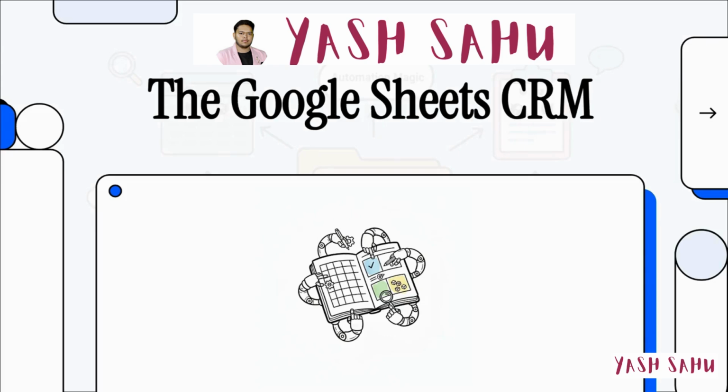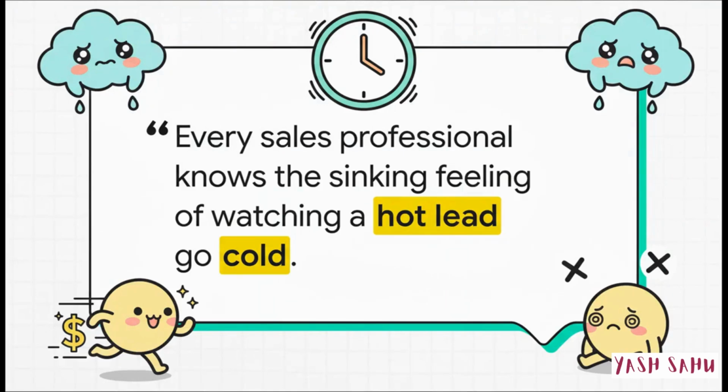So, what if you could build an incredibly powerful automated lead management system for your team and do it all for free? Seriously, no expensive software, no complicated contracts. Today, we're going to dive into exactly how you can build a custom CRM using just Google Sheets, Forms, and a little bit of automation magic. Let's get into it.